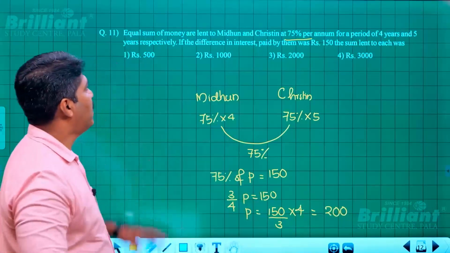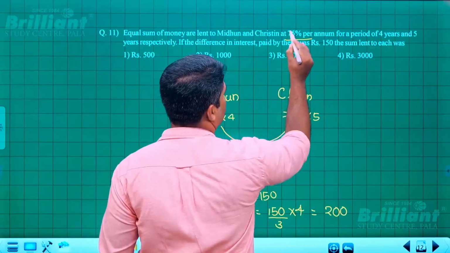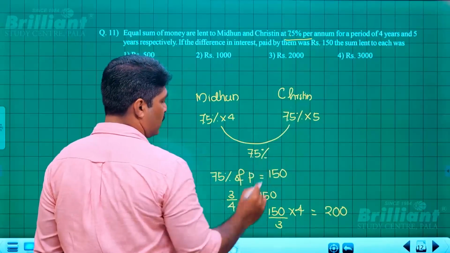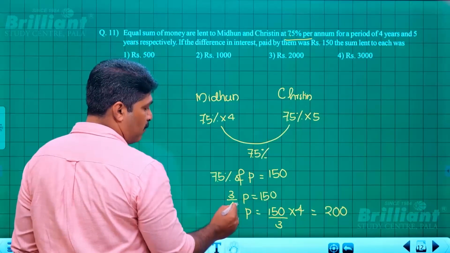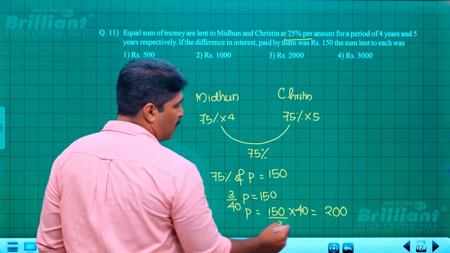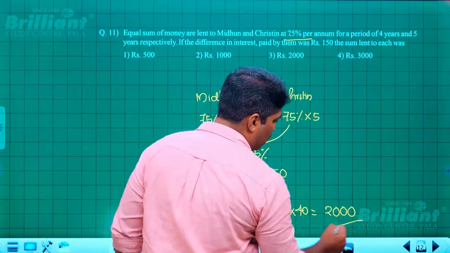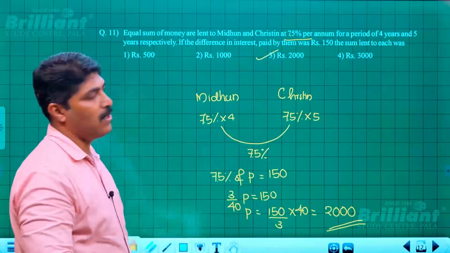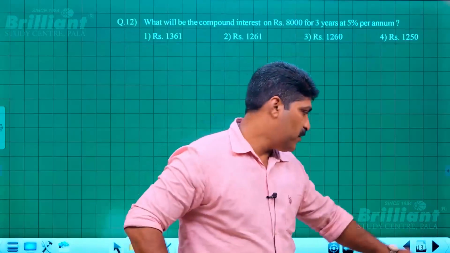But there is no option like this. Therefore, we have to consider that instead of 75, this is 7.5. So what is the difference here? These are all 7.5. So if it is 7.5, this becomes 3 by 40. Therefore, 150 into 40 by 3 will be equal to 2000. So here the answer is rupees 2000. Clear? So that's a tricky approach towards this type of question.